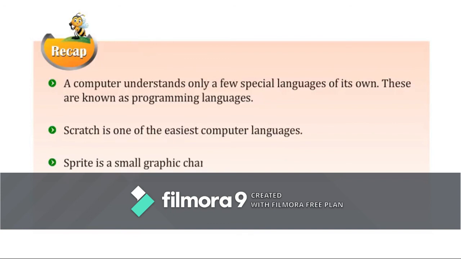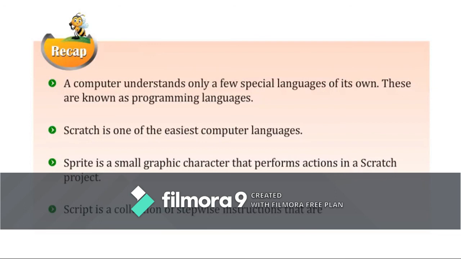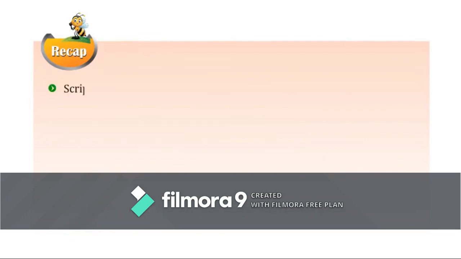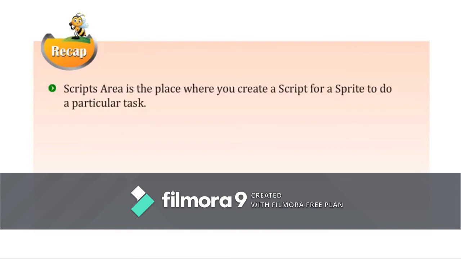Sprite is a small graphic character that performs actions in a Scratch project. Script is a collection of stepwise instructions that are given to the Sprite to do a specific task. Script area is the place where you can create a script to do a particular task.